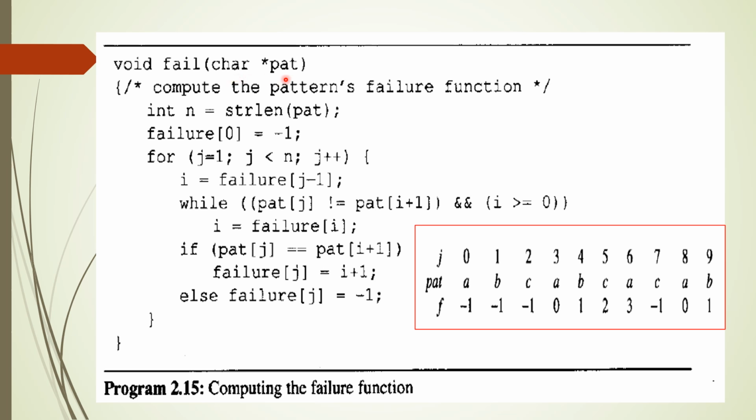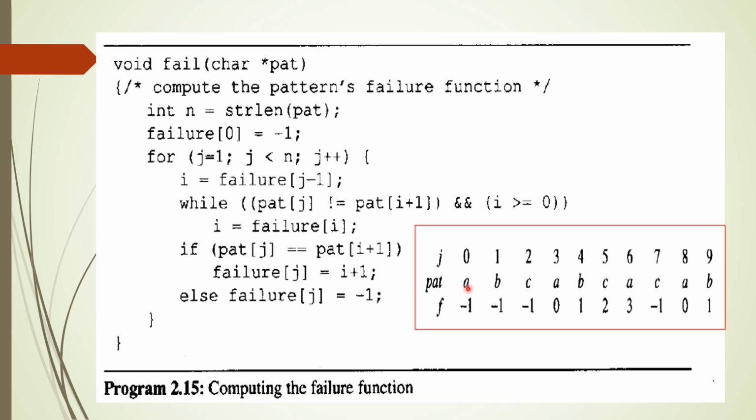As I already mentioned, to calculate the failure function, you have to make use of only the pattern string. You have to pre-process the given pattern string. So for that, int n is equal to the length of the pattern, using string length of pattern. Then failure of 0 is equal to -1. For the first one, there is no character to compare with, so I will assign -1. After that, I will start with the next character, that is the character from position number 1. So j is equal to 1, j less than n, j plus plus.